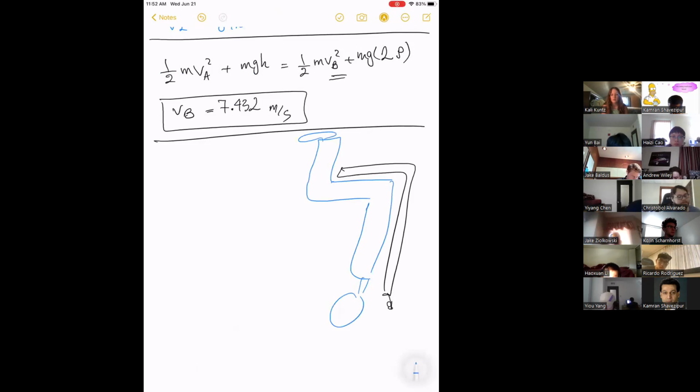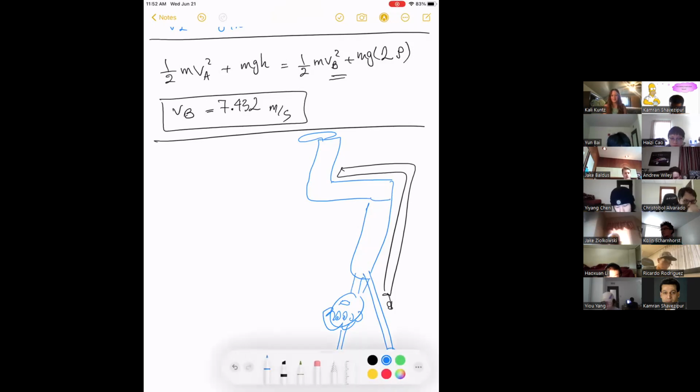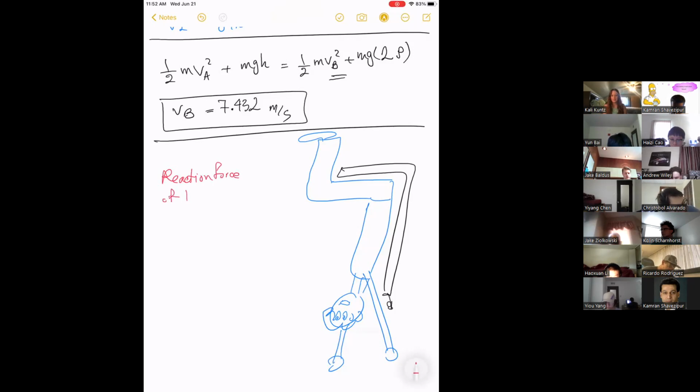Very happy, enjoying the ride, and his hands in the air, like, woohoo, and possibly screaming from the bottom of his lungs. So this is the case, right? The problem asks to find the reaction force of the seat. How do you find this?